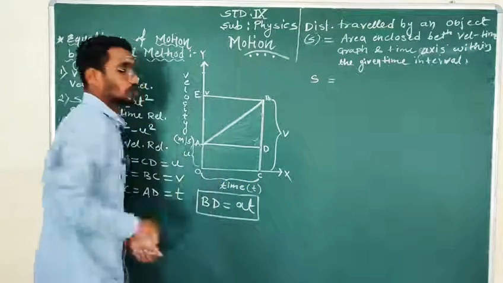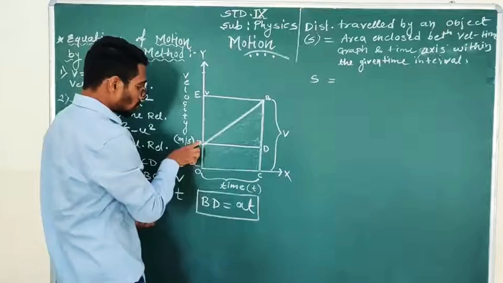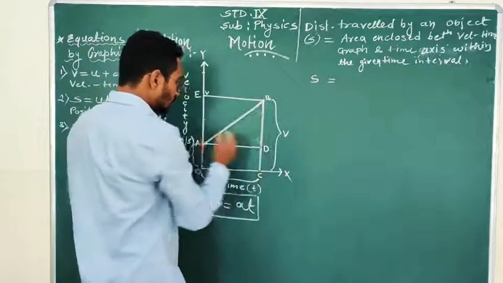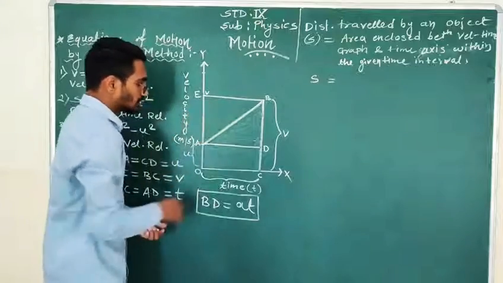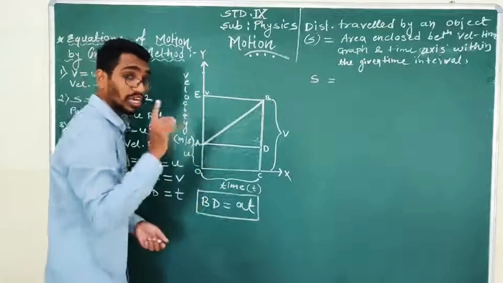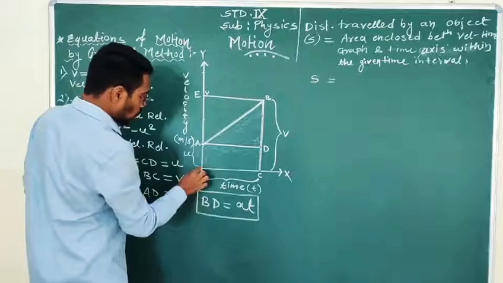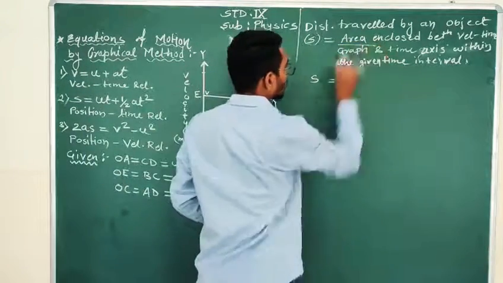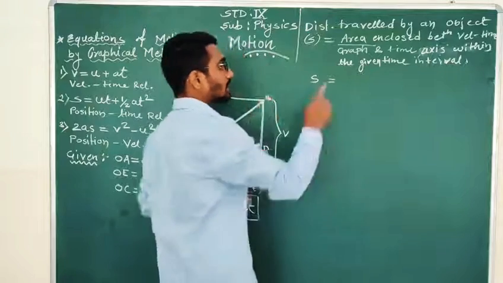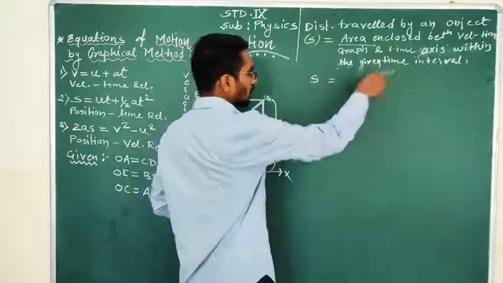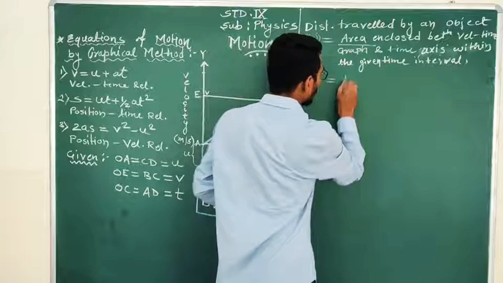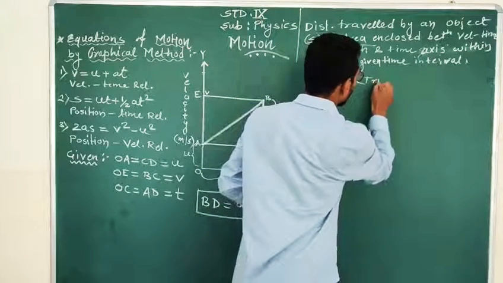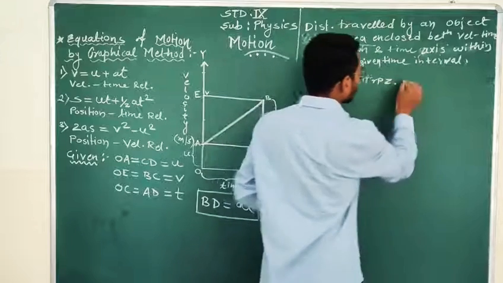This will be our shaded portion. Yes, look: the velocity time graph and time axis within the given time interval, so this must be the shaded portion, and this shaded portion is equivalent to trapezium OABC. So this area enclosed between the velocity time graph and time axis within the given time interval is equal to the area of trapezium.